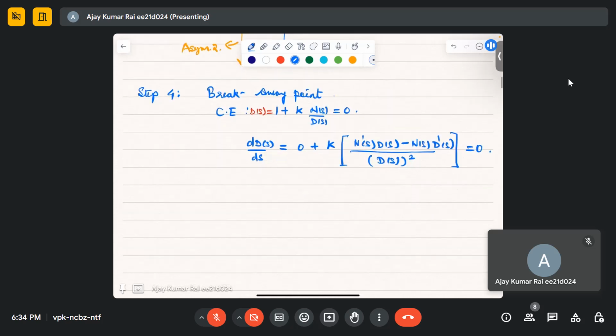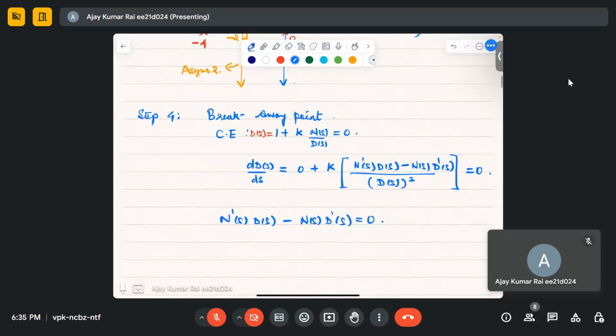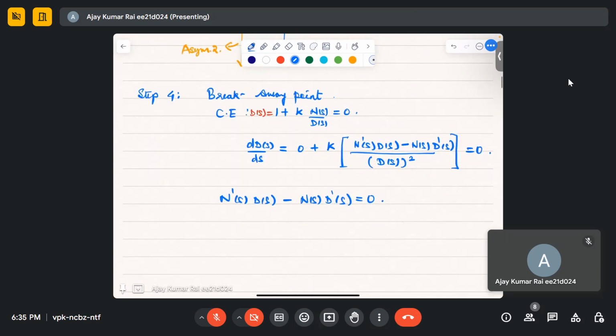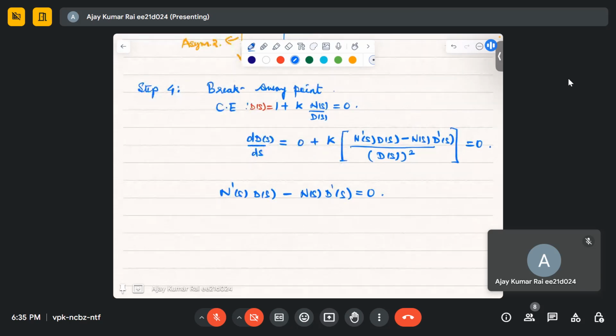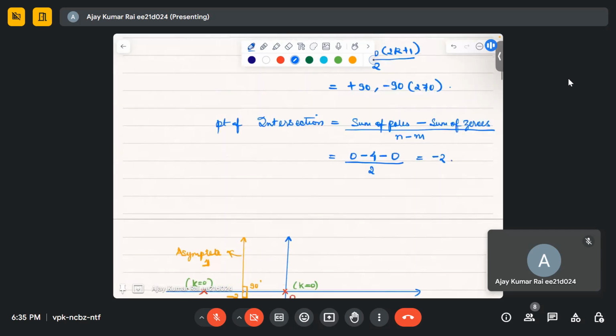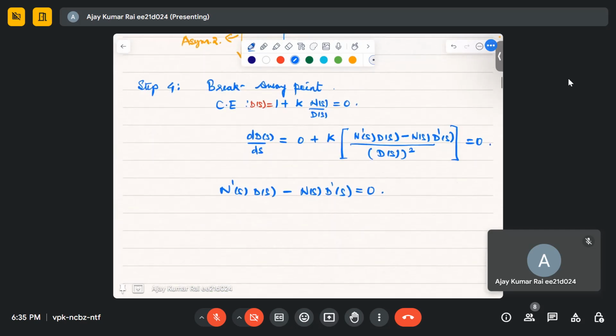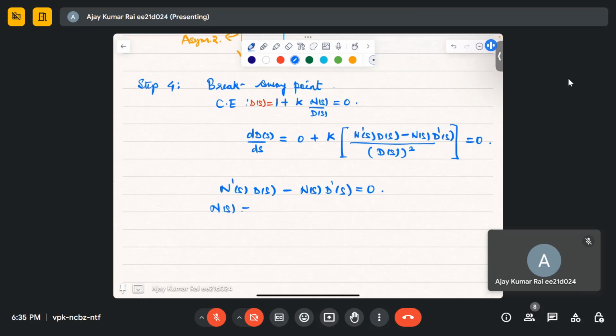And how to get the points? We put the numerator equal to 0. If you put this equal to 0 and solve this, you'll get the breakaway or breaking point, and we'll confirm that point also. So let's first know what these values are from the given plant transfer function. N(s) in our case is equal to 1.